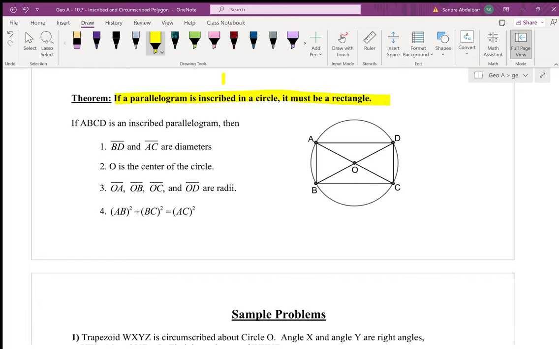Congruent. So if A and C have to be supplementary and congruent, what is the only number they can be? Supplementary and congruent. 90. If B and D have to be supplementary and congruent, what's the only number they can be? 90. If I have four 90-degree angles in a quadrilateral, it is immediately a rectangle. We don't have enough to say it's a square, but we do have enough to say it's a rectangle.